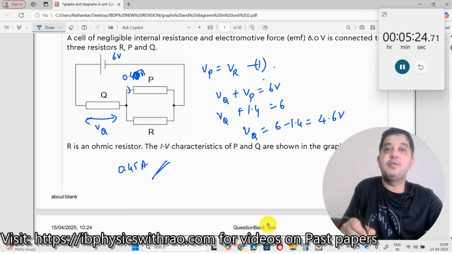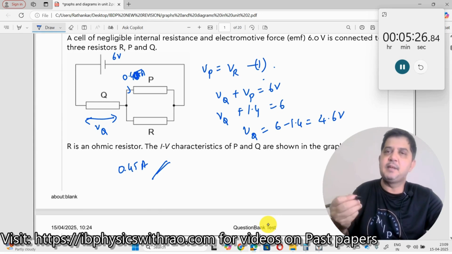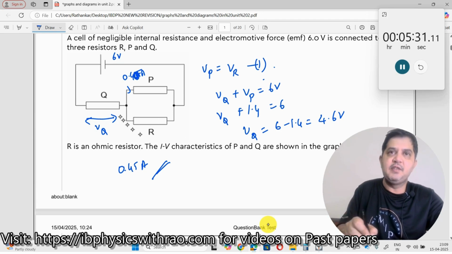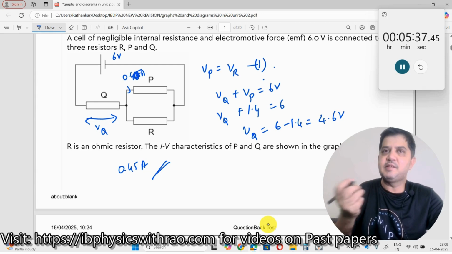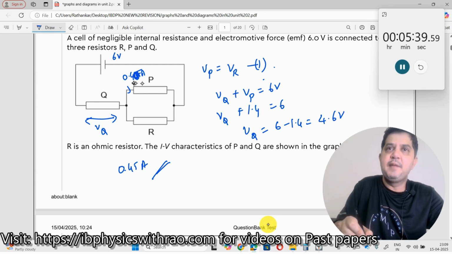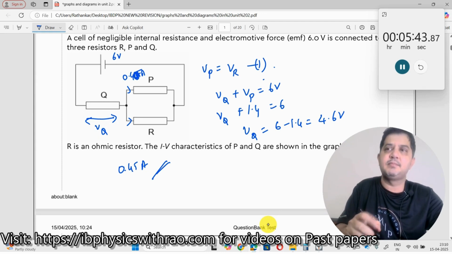Okay, this is how you can solve this. Of course, the same question can be asked as an MCQ, wherein they can give you all these values, and then the current in Q can be 0.6 ampere, 0.8 ampere, and so on. Most students commit a mistake over here, saying that if this is 0.4, this also is 0.4, and finally they write this is 0.8, which is incorrect.